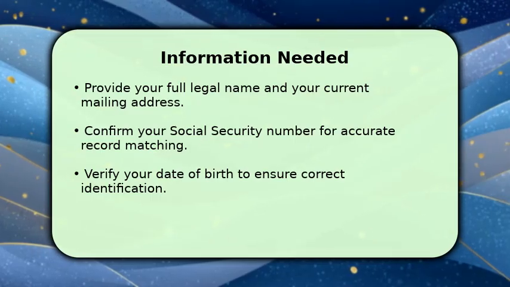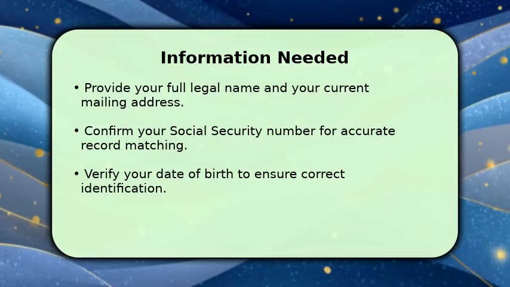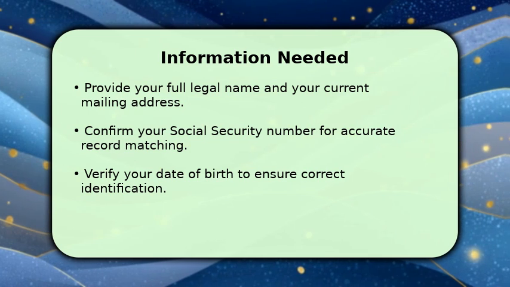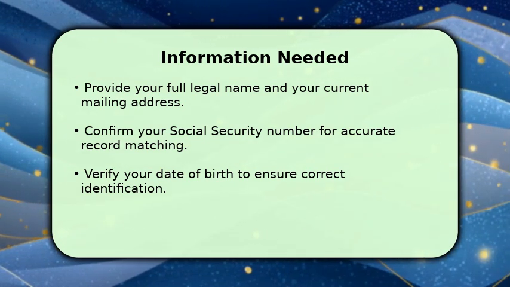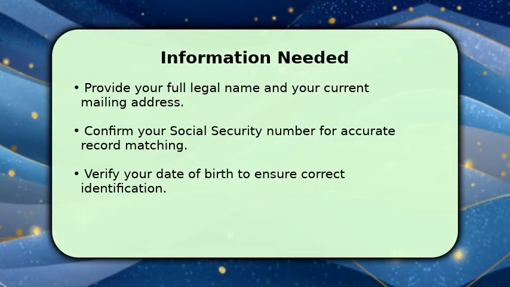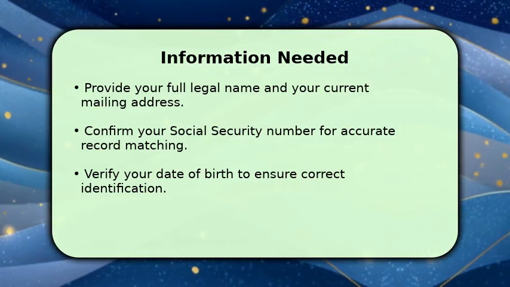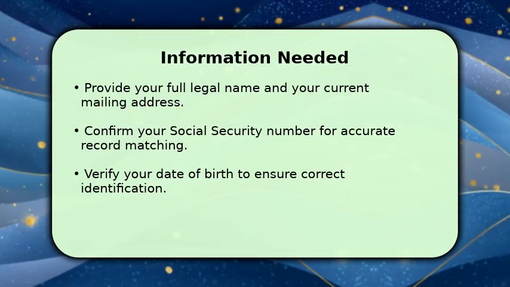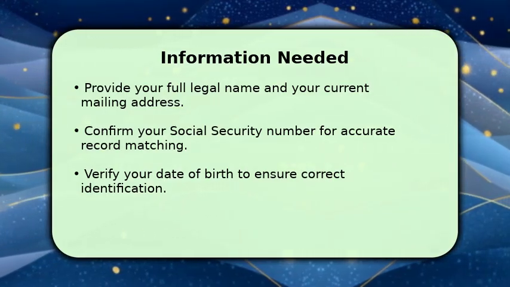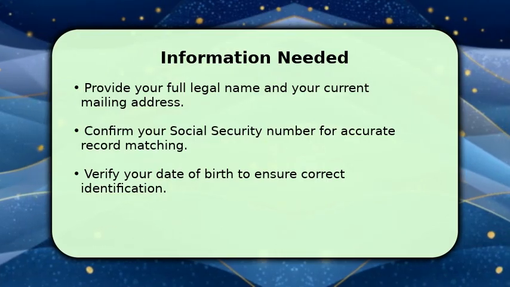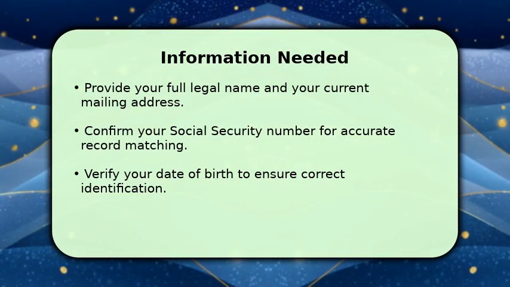When requesting your statement, you will need to provide a few key pieces of information to verify your identity and ensure accuracy. This includes your full legal name, your current mailing address where you want the statement sent, and your Social Security number. You will also need to confirm your date of birth. Double-check all details before submitting to avoid any delays in receiving your important Medicare Entitlement Statement.